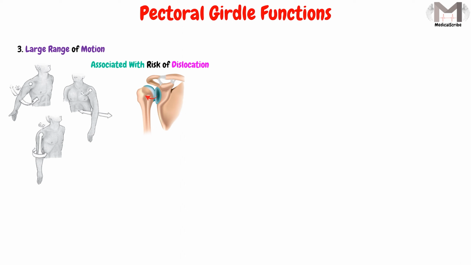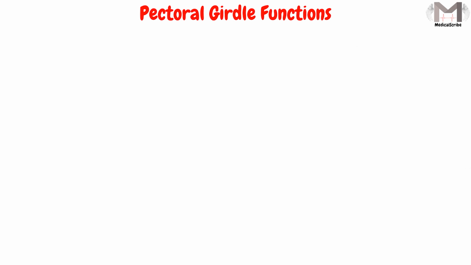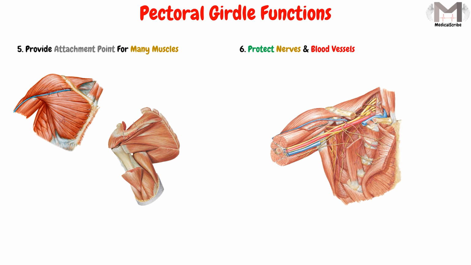The fourth function is to transmit the force from the upper limb to the sternum, then to the axial skeleton. The fifth function is to provide an attachment point for many muscles that move the shoulder and the upper limb. Finally, the pectoral girdle protects the underlying nerves and blood vessels as they pass between the trunk and the upper limb. So these were almost all the important details and a brief explanation about the pectoral girdle.